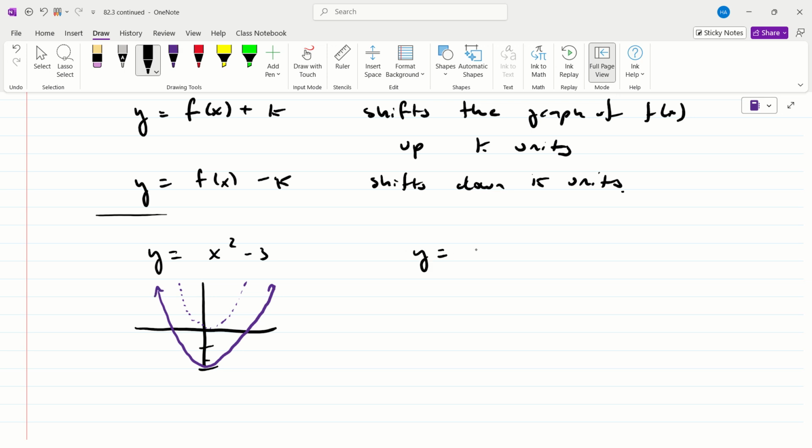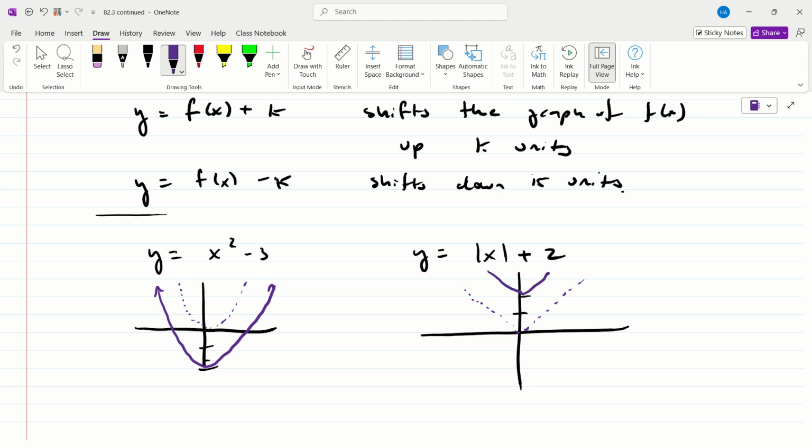Similarly, let's take a look at the absolute value of x plus 2. We know that our absolute value function is that V-shaped structure, and we're taking this graph and shifting every single point up by 2 units. So the graph is now this guy. Okay, piece of cake. Those are my vertical shifts. We can also talk about horizontal shifts.